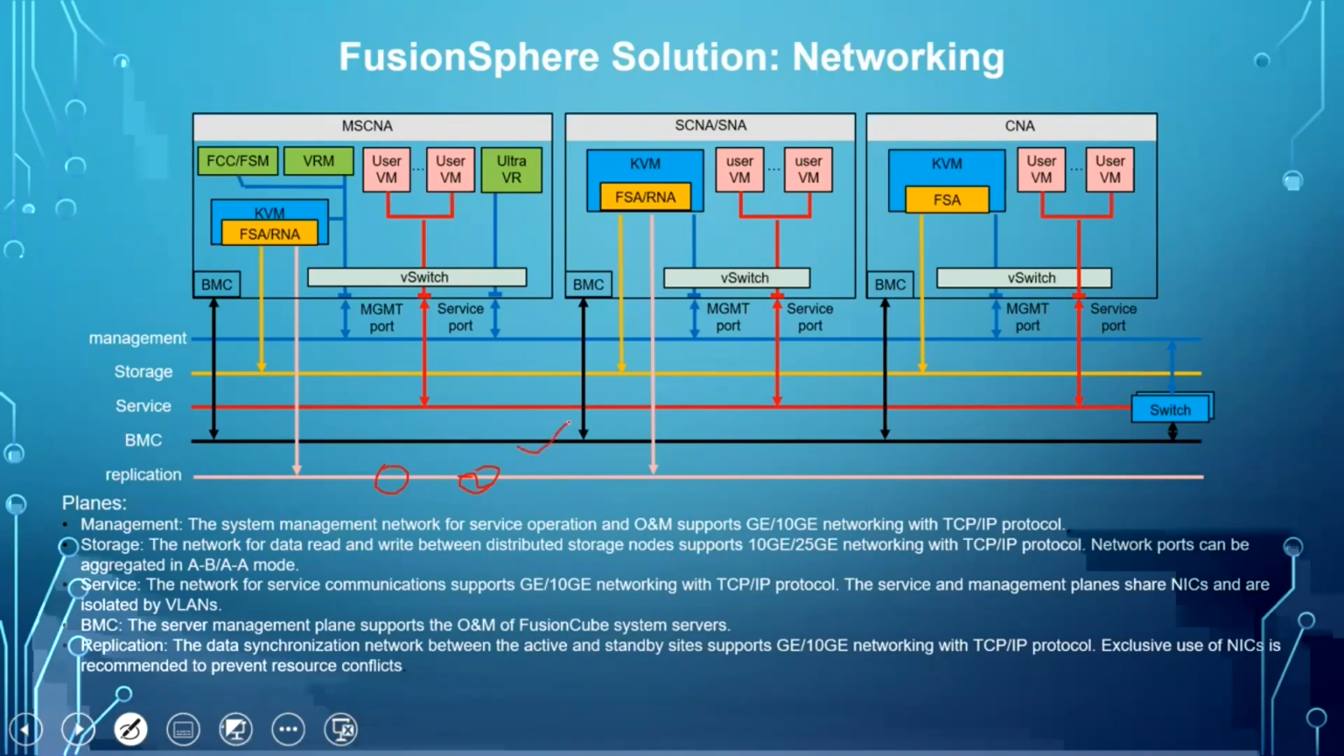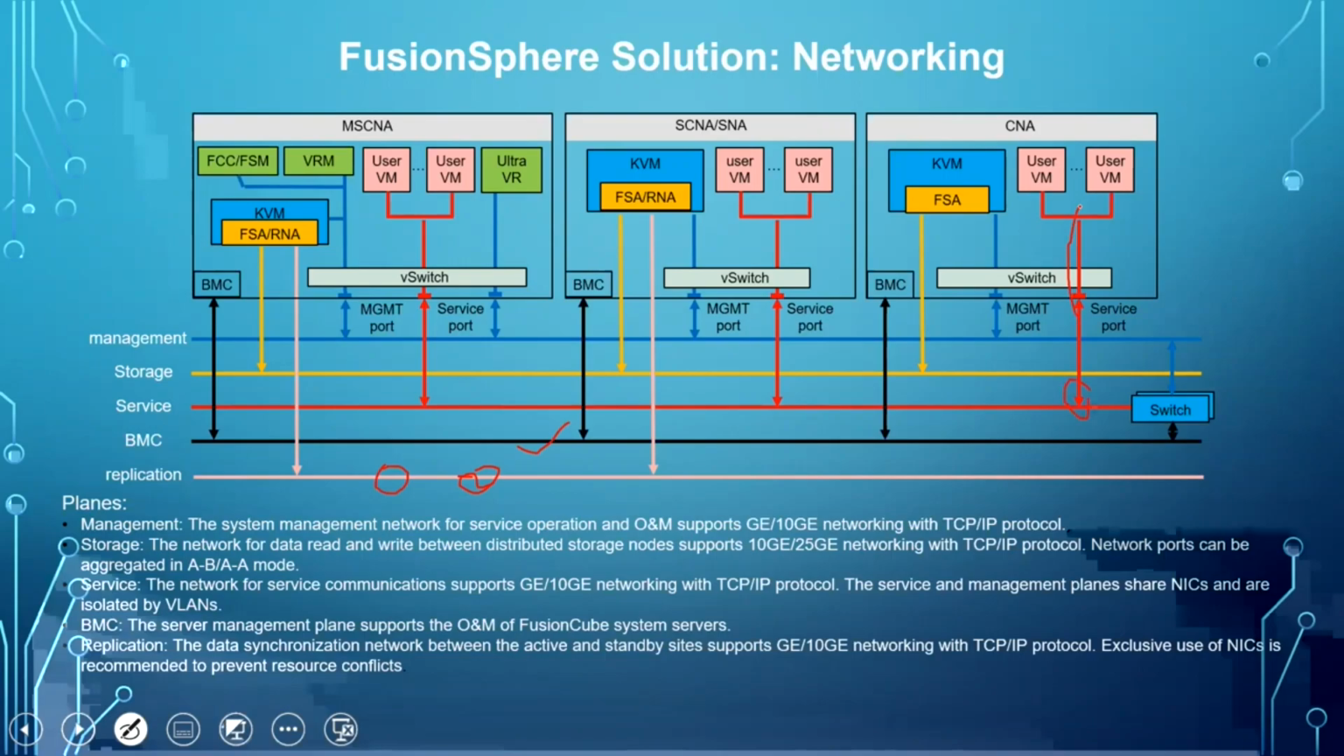This BMC network is used for hardware management, like iNOM, or if you want to access the console of the server. So this network will be used for the console. This service network is configured for VMs only. As we can see, it is connected directly to the VMs.